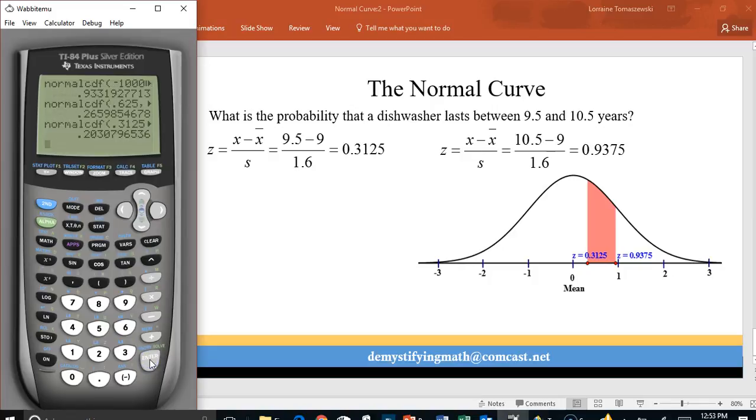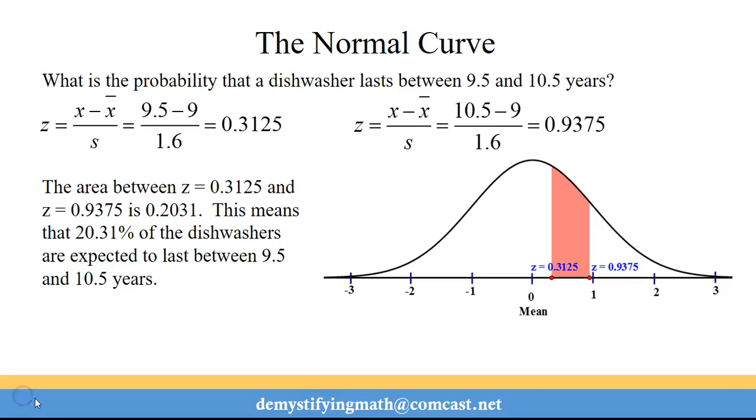So we have 0.2031 approximately as our area. So about 20.31% of the dishwashers are expected to last between 9.5 and 10.5 years, or approximately 10 years exactly, or anywhere within that 10-year range.